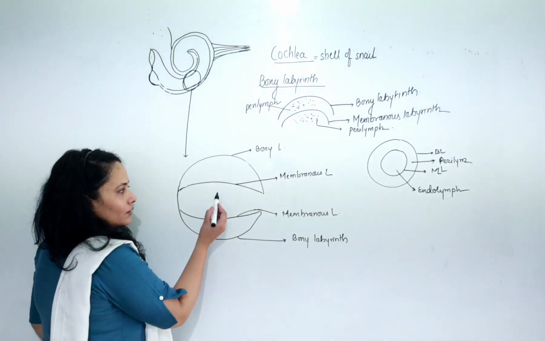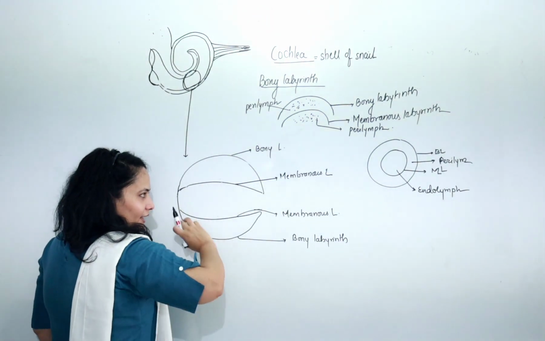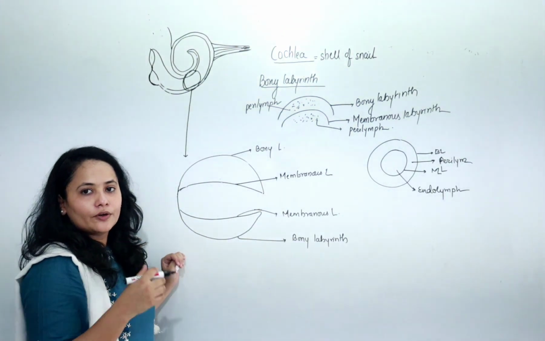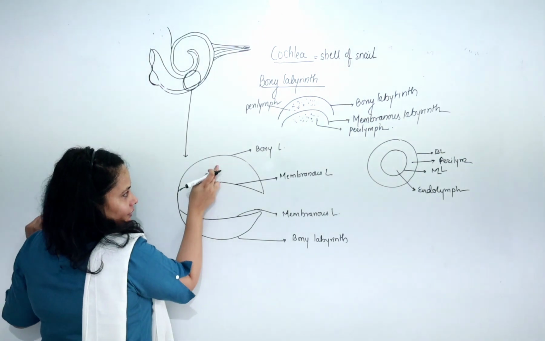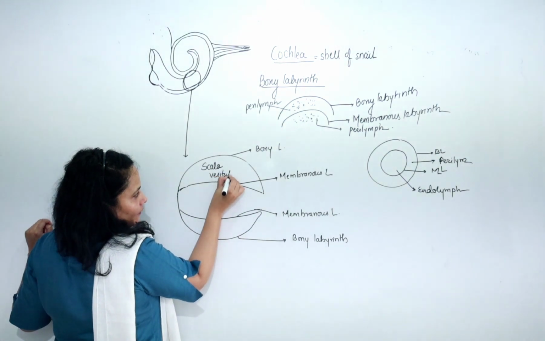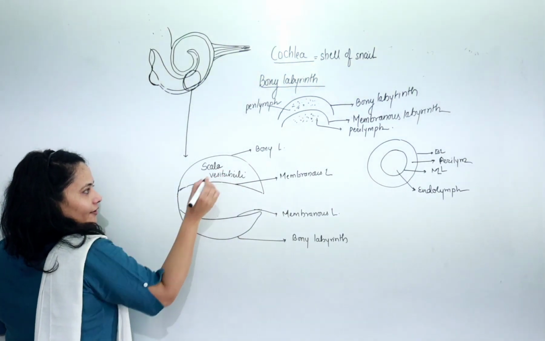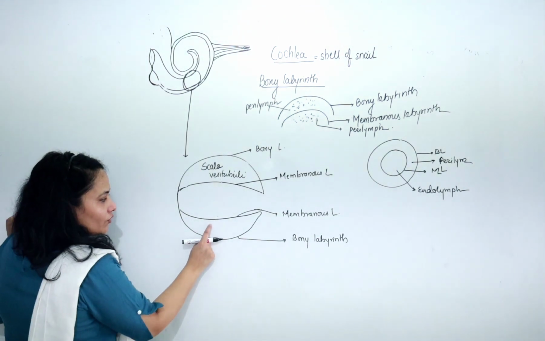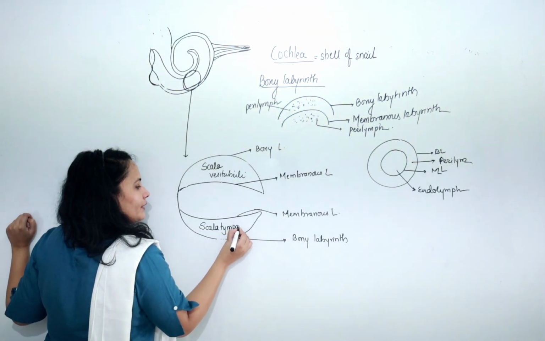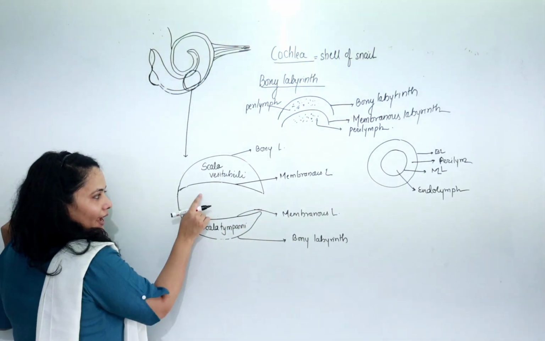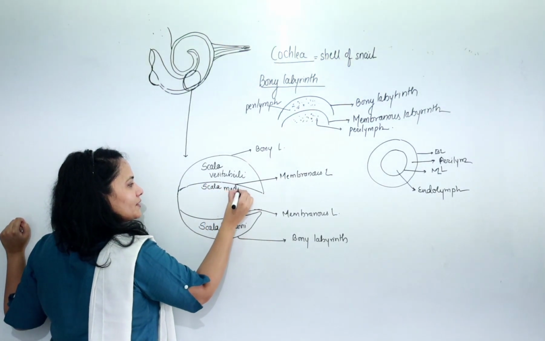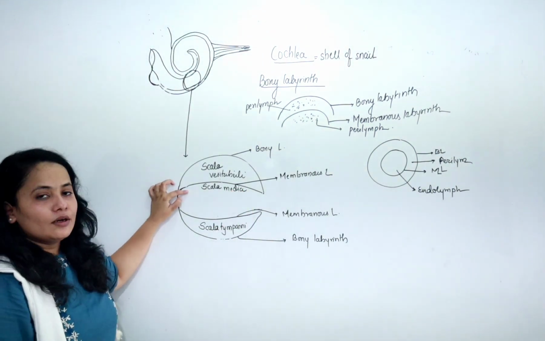So anyways, the membranous labyrinth divides the cochlea into 3 chambers. If you see the internal section of the cochlea or the cochlear tube, the upper chamber is known as scala vestibuli. The lower chamber is known as scala tympani, and this middle chamber is known as scala media. Remember, this is important.